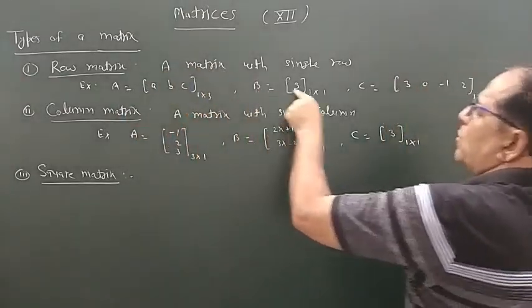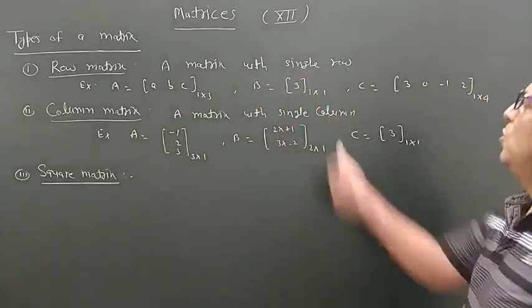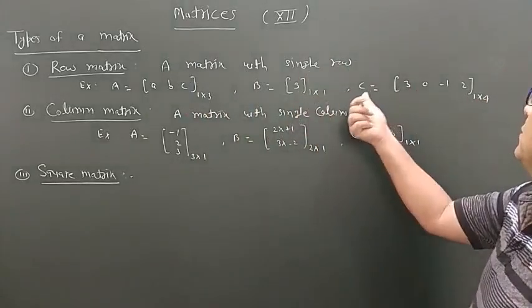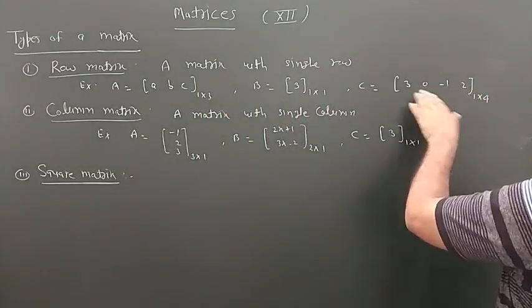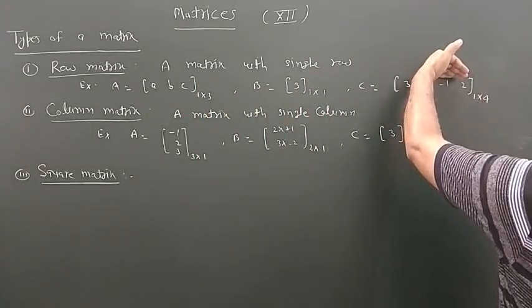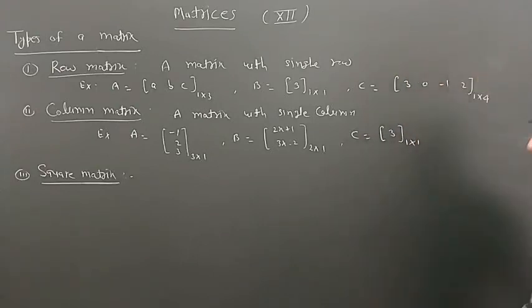Second example, B equal to only 3. There is only 1 row and 1 column. Third example, C equal to 3, 0, minus 1, 2. There are 4 elements in a single row, only 1 row and 4 columns.